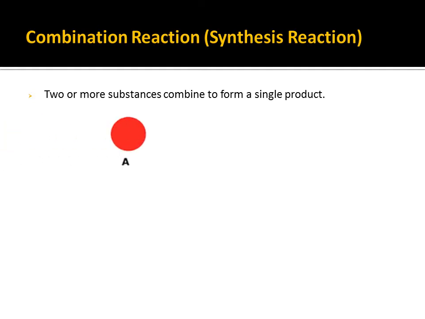For example, if we have a substance A and it is combining with a substance B, when they combine together, they make a product that is AB. Okay, so here this AB, which is a new product, is totally different in characteristics from A and B. So we are synthesizing a new chemical here. That's why the reaction is also known as the synthesis reaction.